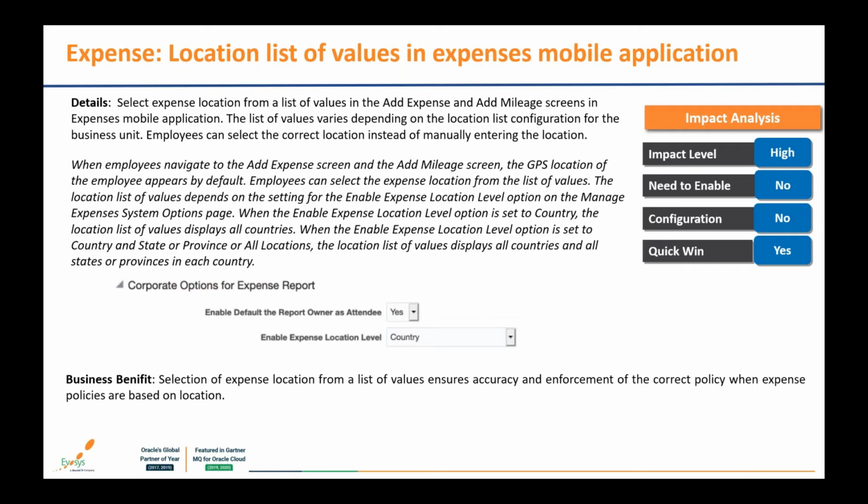So up till now, the user could enter anything. If that particular location did not match the location available in the system as a list of values, then there would be a mismatch and the expense reports would result in an error. But with this feature, Oracle has now synced up the mobile application with the system, and the list of values is now available in the mobile application directly. So users can now just select from the list of values the location at which the expense was incurred.